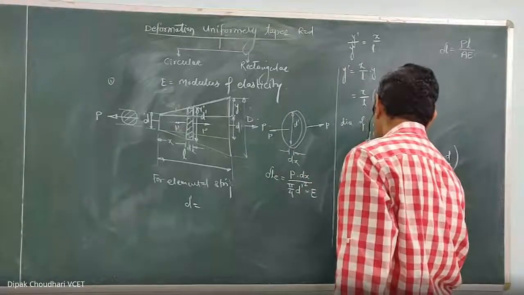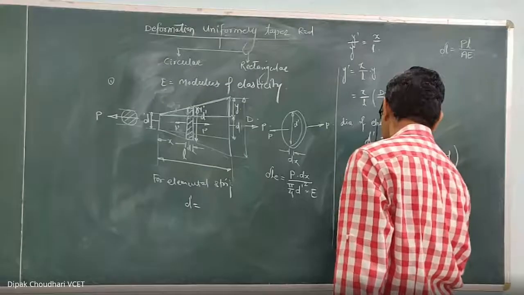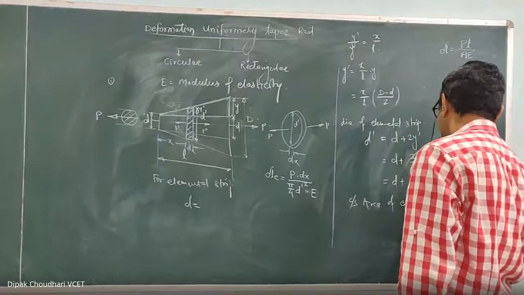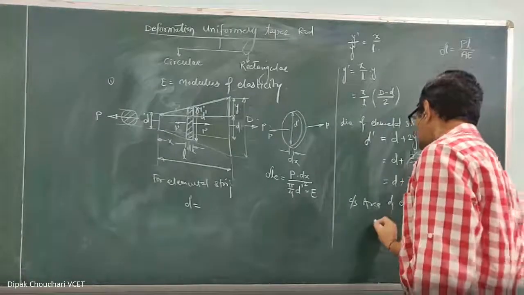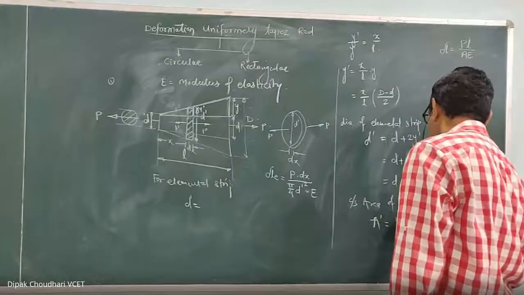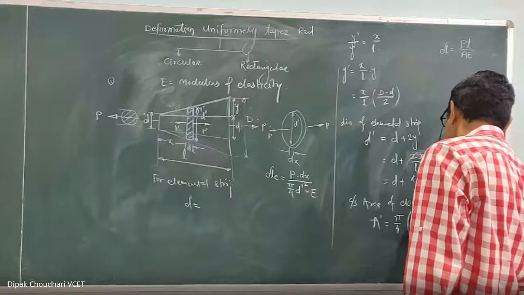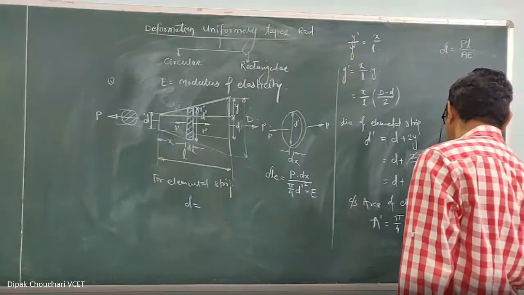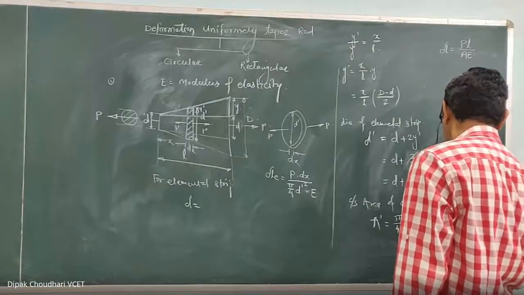Now I can write the cross-sectional area of the elemental strip. Let's denote it as A dash, which equals pi by 4 into D dash square, that is, pi by 4 into (small d plus X into (capital D minus small d) upon L) whole square.